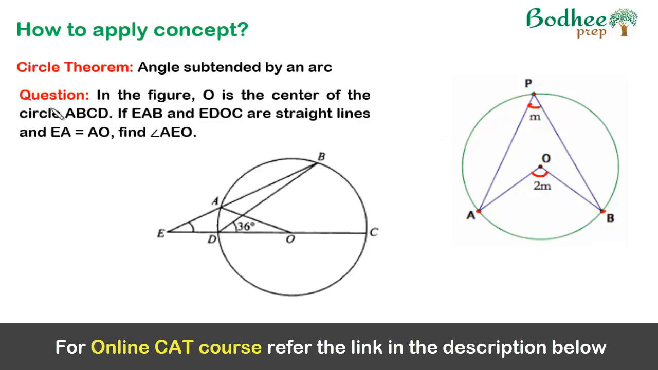Here we can see a question: O is the center of the circle ABCD, where A, B, C and D are points on the circumference, and EAB and EDOC are two straight lines. We have been given that EA is equal to OA, that is, these two lines are equal, and this angle is given to us as 36 degrees, right guys? We have to find the angle AEO. We have to find this particular angle.